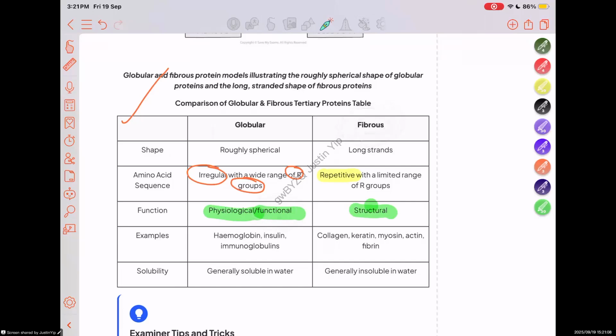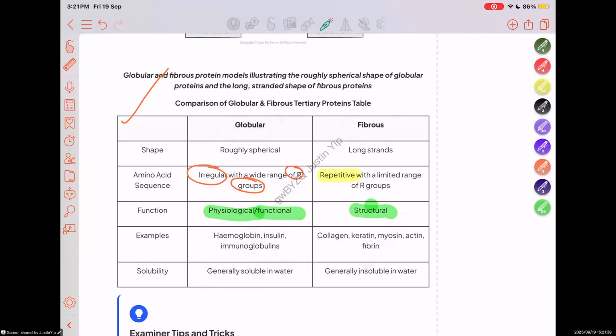For example, your nails and hairs build up the structure. While globular proteins, like hemoglobin, have a specific function. For example, hemoglobin transports oxygen and carbon dioxide throughout the body. You can look through the example. As for solubility, globular proteins are generally soluble. That's why hemoglobin can stay in our blood, because blood contains water.